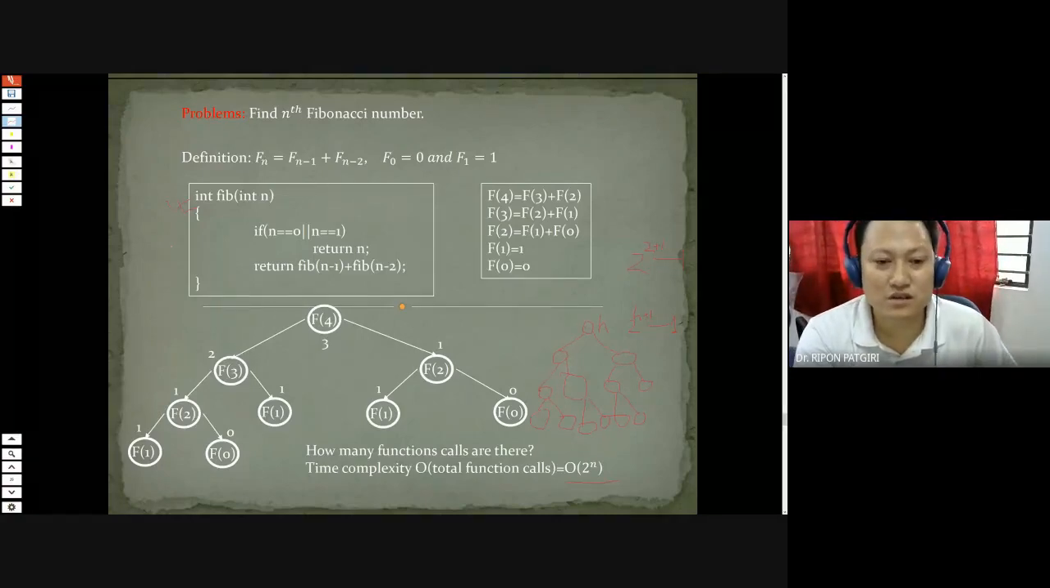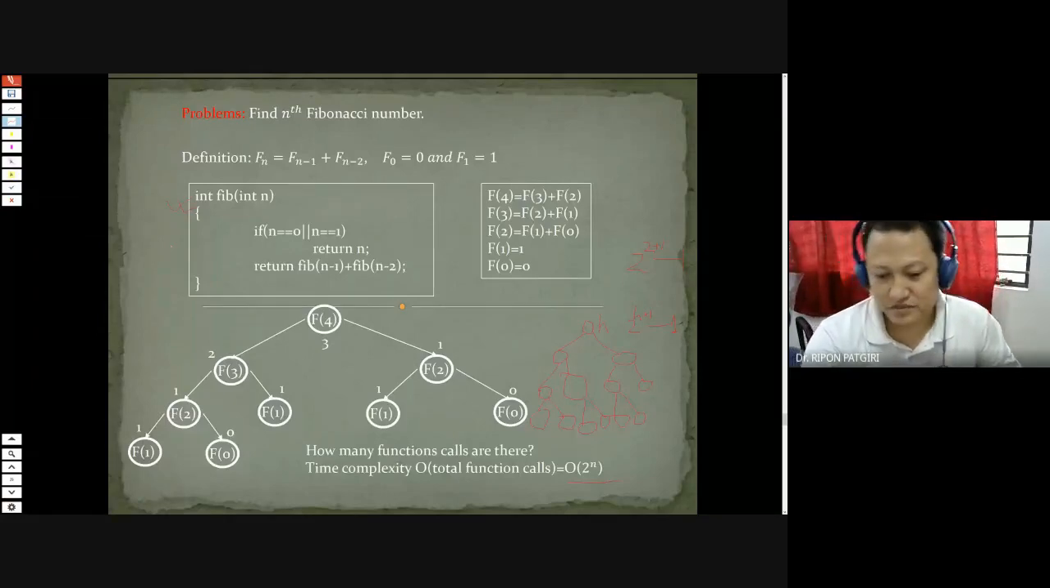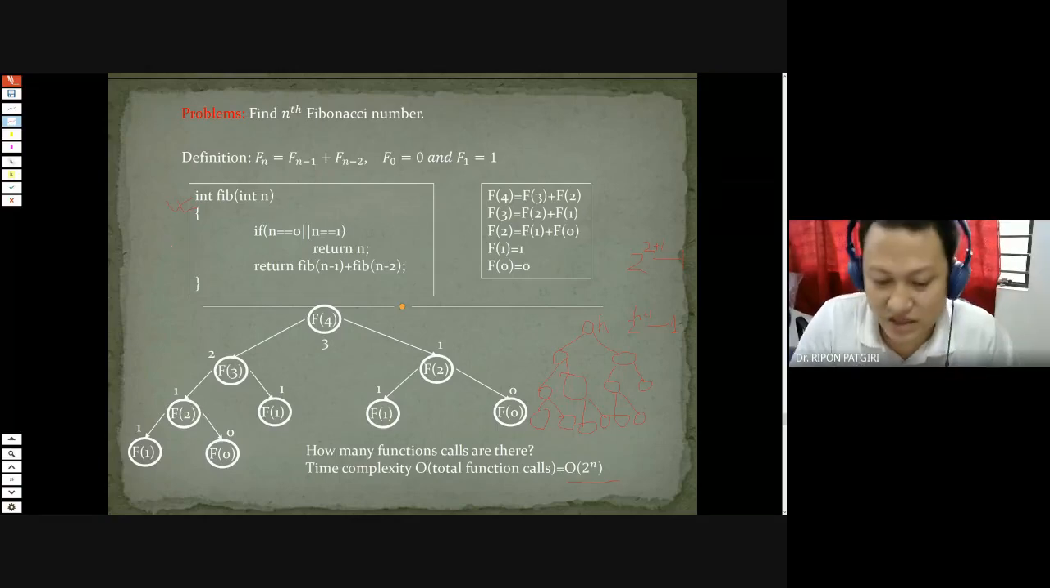If it is 1000, what will be the problem? You can guess it. So can we improve the time complexity? My question is, can we improve the time complexity?